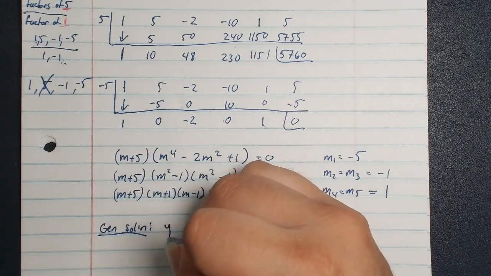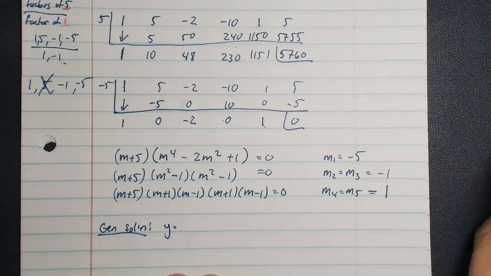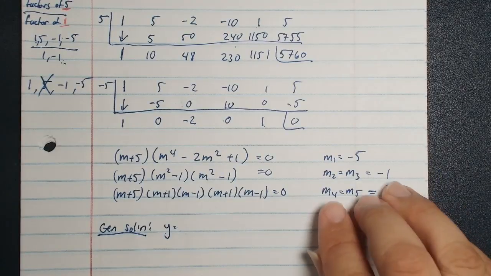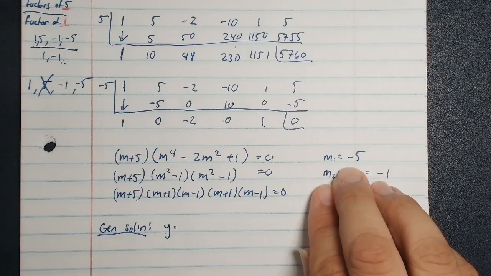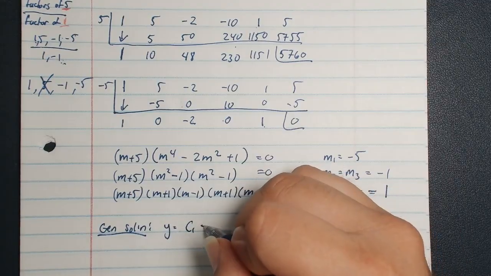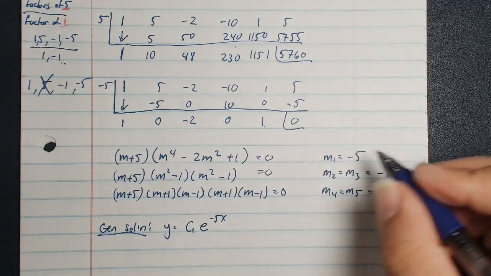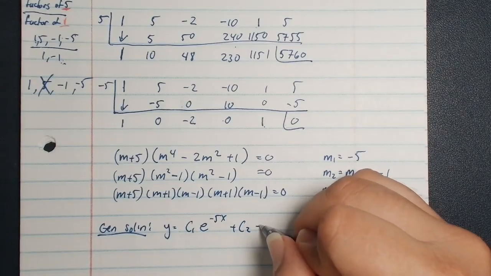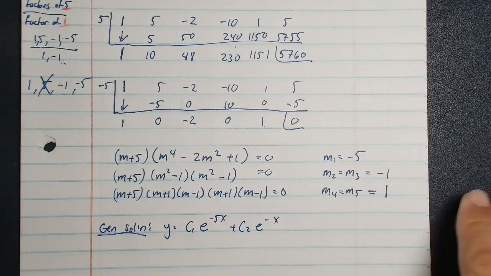So our general solution, y equals, okay, so starting just from the top, forget about the fact that there's 5 solutions, just the first 2. Okay, well, those are different. -5 and -1. So simple enough. C1 e to the minus 5x plus C2 e to the minus 1x.